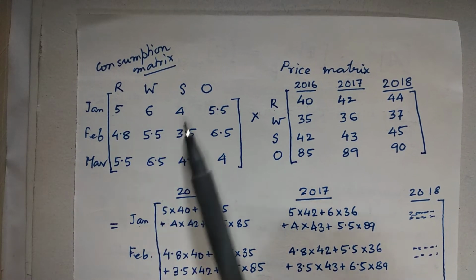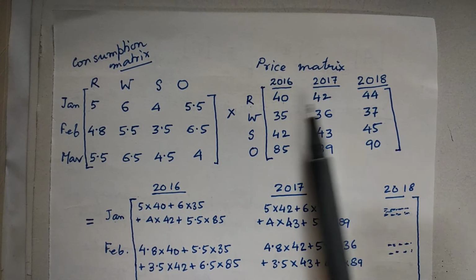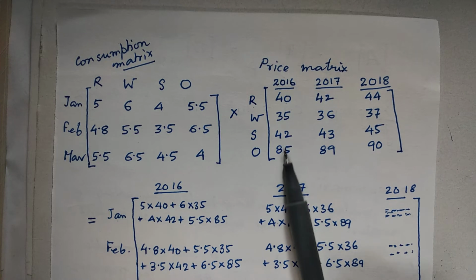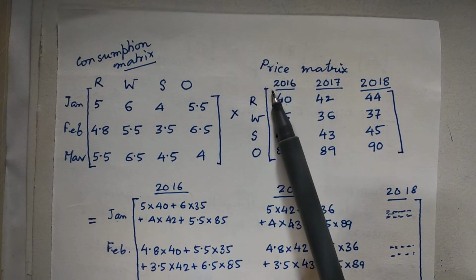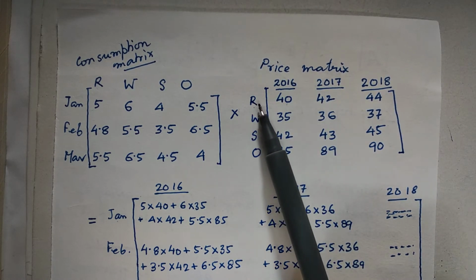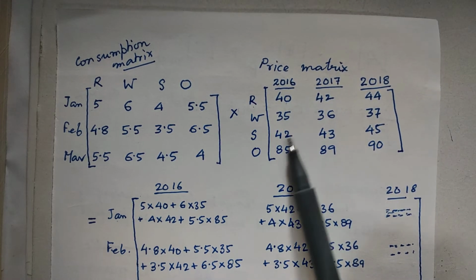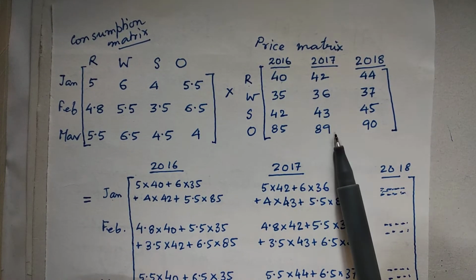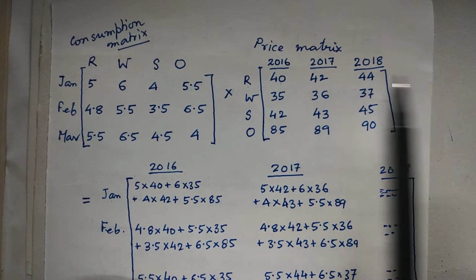The consumption matrix is the same. The family is the same, consumption is also the same. But the prices may fluctuate. In 2016, the prices of the commodities are written in this column during these 3 months, January, February, March, throughout. In 2016, the commodities sell at these prices, 4, 40, 35, 42, 35. In 2017, the prices are a bit higher, 42, 36, and so on. In 2018, the prices of the same commodities are listed here. We can go on in this way.